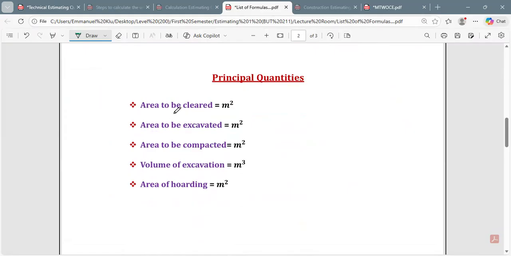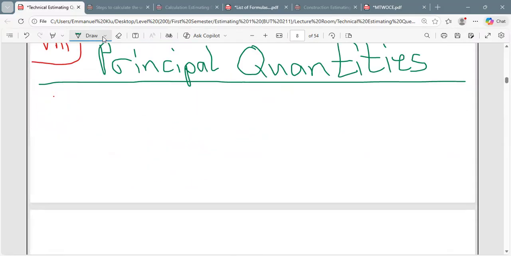Your area to be cleared should always be in meters squared, because they said area, they didn't say volume. Area to be excavated, meter squared. Area to be compacted, meter squared. When you hear volume, you can say it is meter cube. Area of holding, as you know, is meter squared. These are some basic tips you should know. So let's go and list our principal quantities.